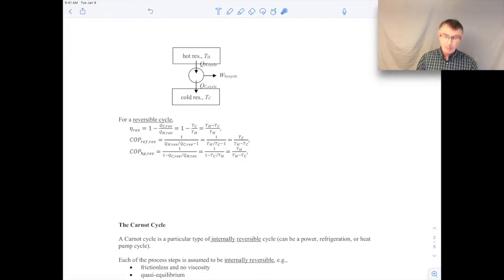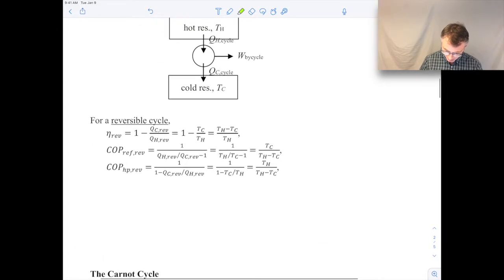And as we showed in a previous video lecture, for a reversible power cycle, or just a reversible cycle in general, the thermal efficiency for a power cycle is equal to 1 minus the ratio of the temperature of the cold reservoir divided by the temperature of the hot reservoir. And again, those are absolute temperatures. So that's what you get for the thermal efficiency for a power cycle. Same sort of thing for coefficient of performance for a refrigeration cycle and heat pump cycle. Those can be written in terms of these absolute temperatures.